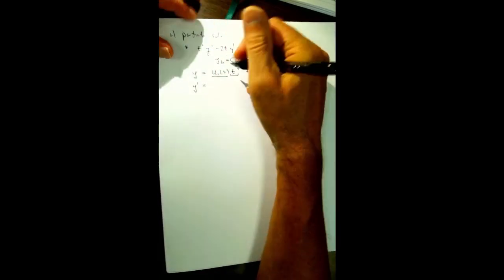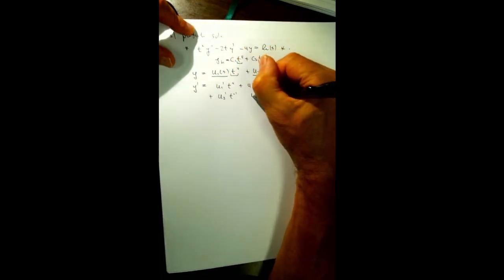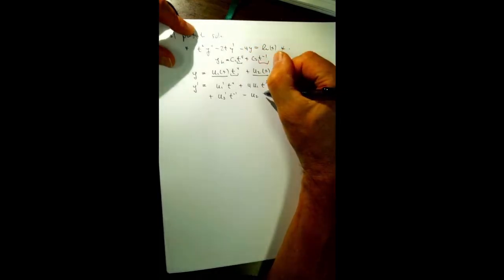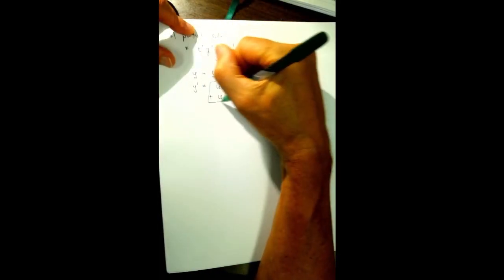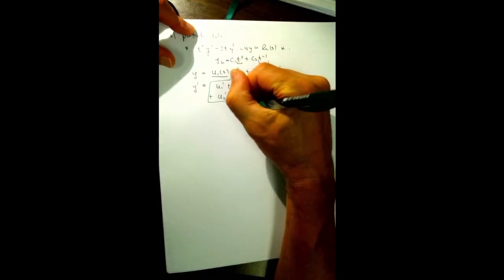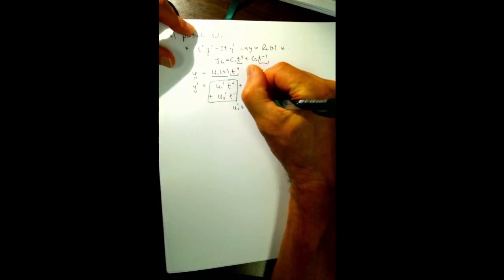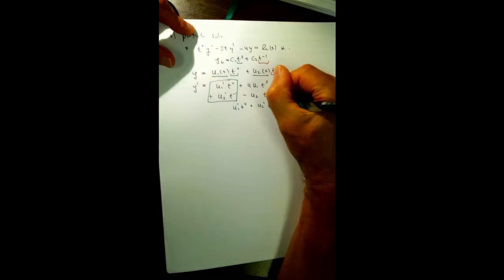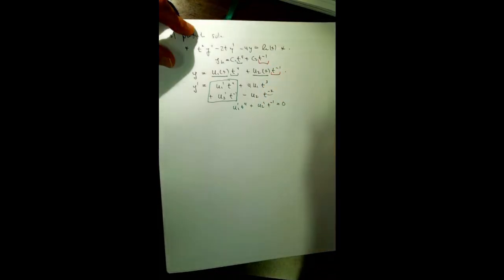So for the first derivative, I'm going to use the product rule. So I'm going to have U1 prime t to the fourth plus 4U1 t cubed. That's the derivative of the first term. Derivative of the second term is U2 prime t to the minus 1. Then for the derivative of t to the minus 1, I'm going to have minus t to the minus 2, all times U2. I don't like that term, so I'm just going to let it equal 0. So U1 prime t to the fourth plus U2 prime t to the minus 1 is 0.